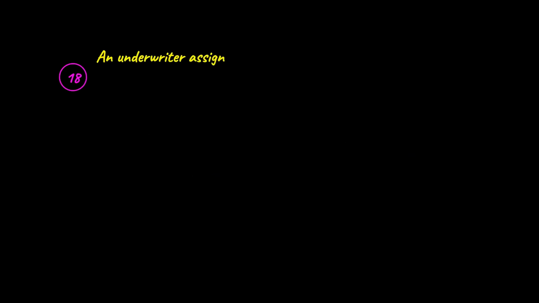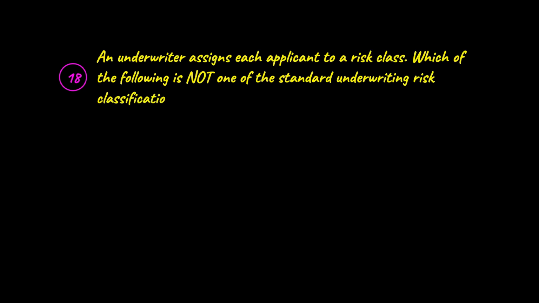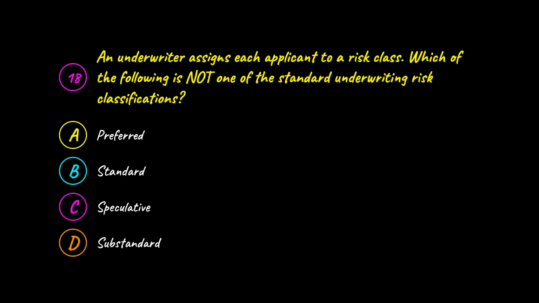Question 18. An underwriter assigns each applicant to a risk class. Which of the following is not one of the standard underwriting risk classifications? Your options are A. Preferred, B. Standard, C. Speculative, D. Substandard. Take a second. Which answer would you pick?